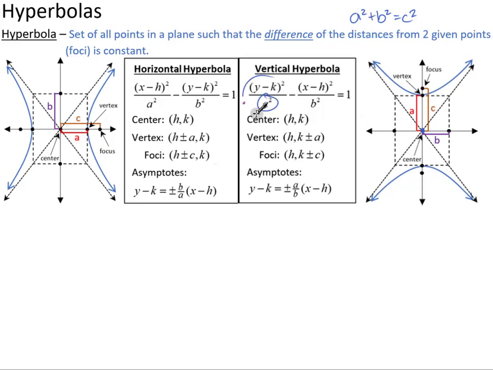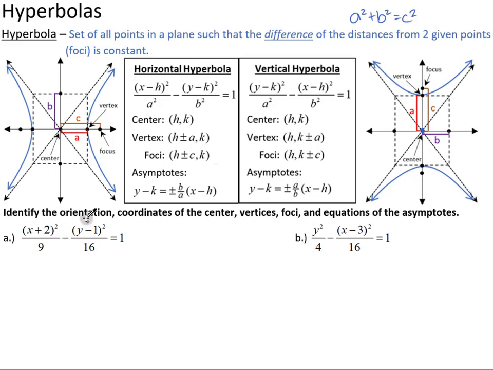Now, a squared always goes with the positive variable for these. So whichever one comes first gets a squared, whichever one comes second is b squared. Okay, so you can see that the rectangle size I used on these two is exactly the same. We might be going sideways, we might be going up and down. It just depends on which variable is positive. Okay, the only difference with the asymptotes is that you do have the reciprocal slopes. So that's it. It's A over B rather than B over A to find them when it's the vertical case.